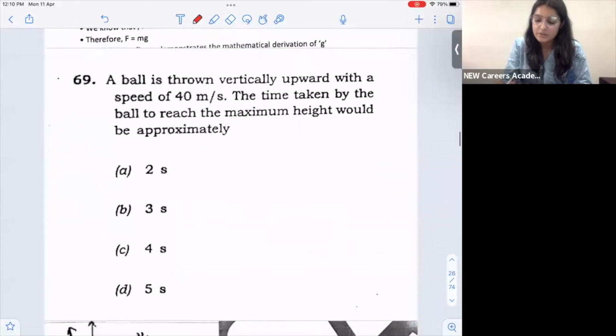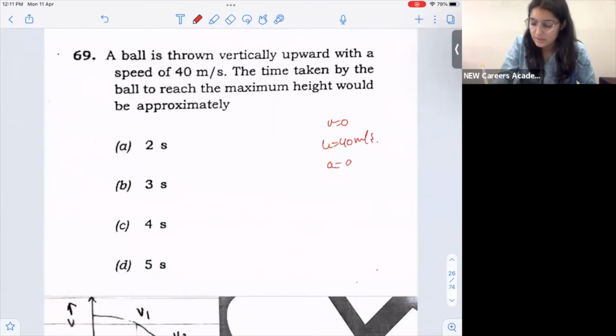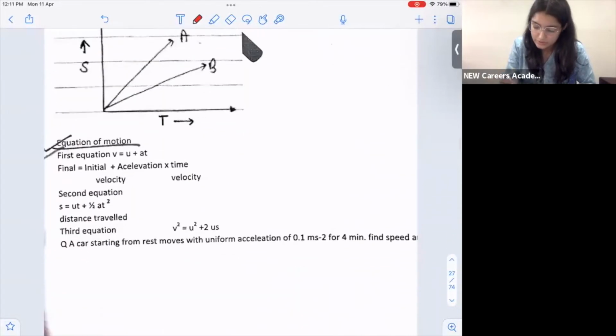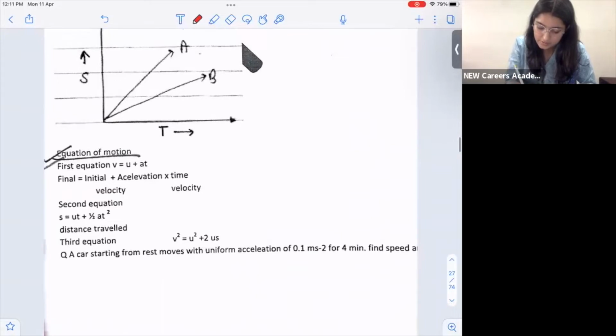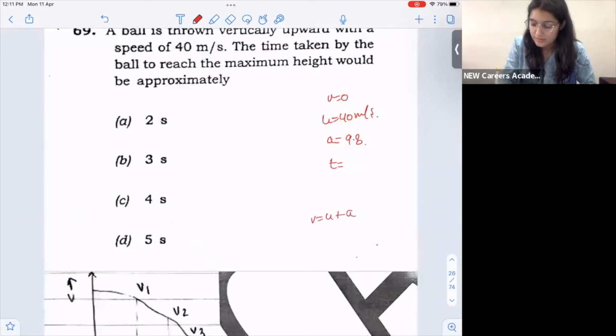Next, a ball is thrown vertically upward with a speed of 40 meters per second. The time taken by the ball to reach maximum height would be approximately. At maximum height, the final velocity is 0. Initial velocity is given as 40 meters per second. Acceleration is the acceleration due to gravity, which is 9.8, and we need to calculate time. For this, we use the equation of motion, v is equal to u plus at. By using this, we get the answer as 4 seconds. Option C.